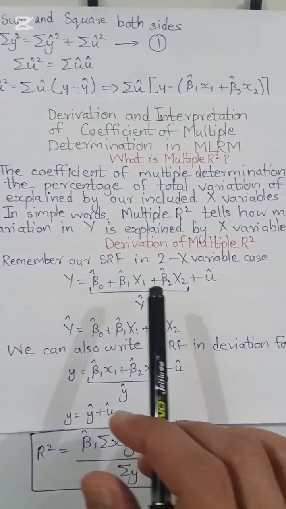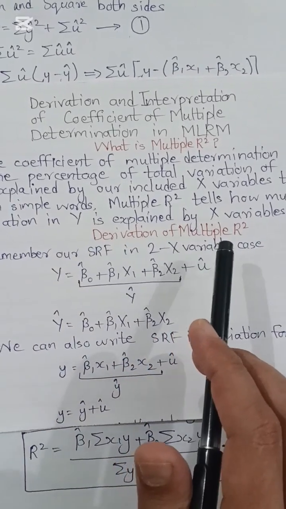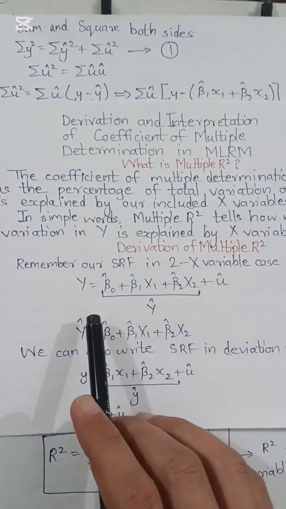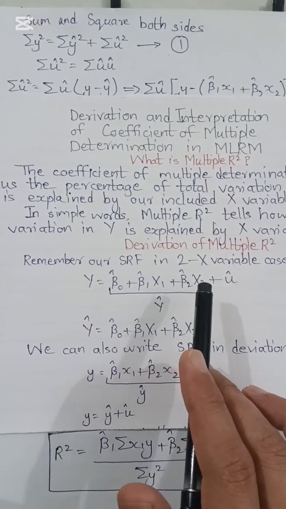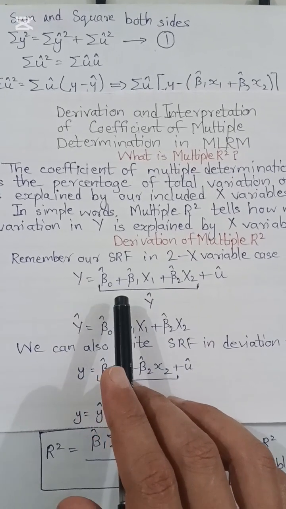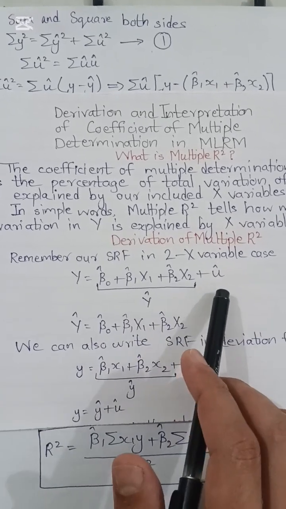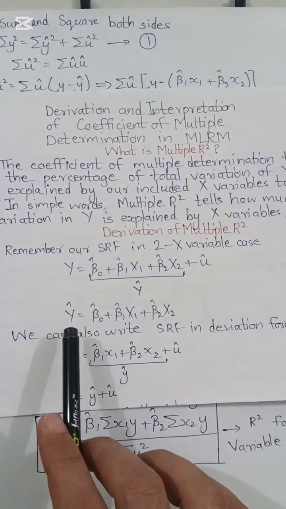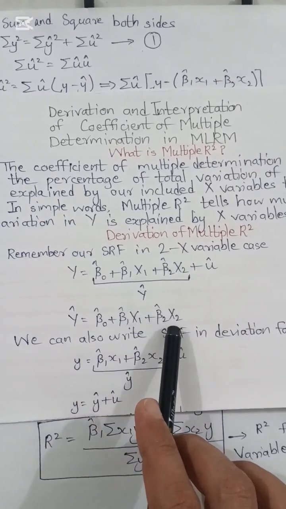So let's derive the coefficient of multiple determination R square in multiple regression. Remember that this is our sample regression function in the two independent variable case, where y equals beta naught hat plus beta 1 hat x1 plus beta 2 hat x2 plus u hat, where the first three terms equal y hat. So y hat equals beta naught hat plus beta 1 hat x1 plus beta 2 hat x2.